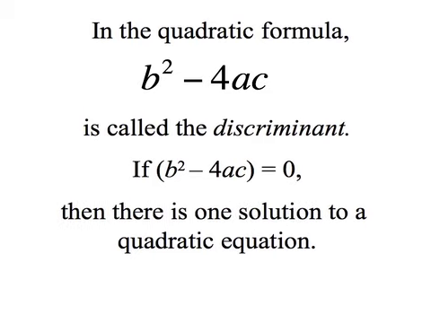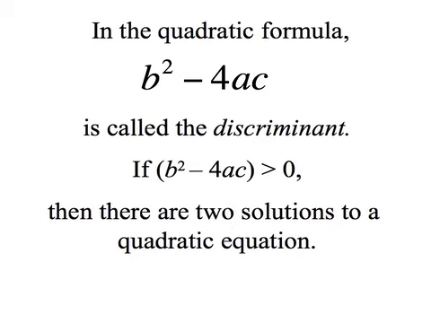If the discriminant is exactly 0, there'll be one solution to the quadratic equation. And by the way, that one solution will be a rational number. If the discriminant is greater than 0, there will be two solutions to a quadratic equation. And just for the record, if the discriminant is a perfect square, the two solutions will be rational numbers, and if the discriminant is not a perfect square, the two solutions will be irrational numbers.